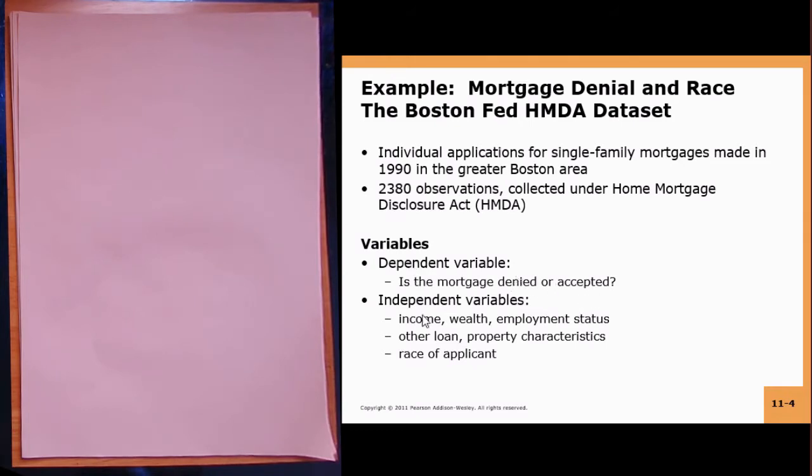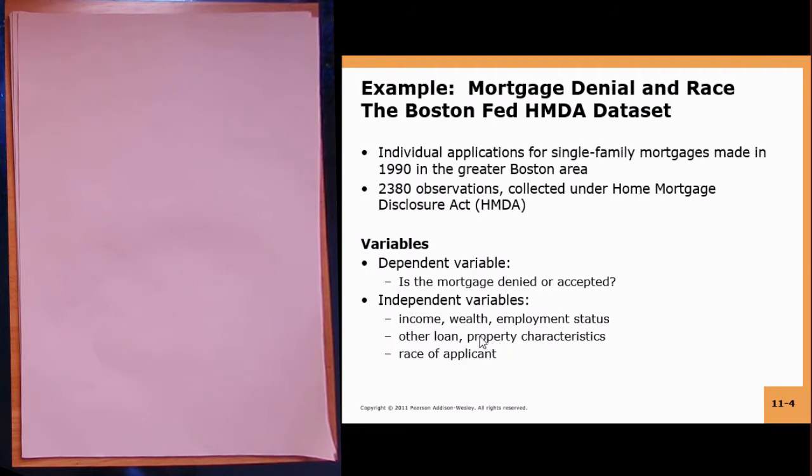Is the mortgage denied or accepted? And the independent variables are things like the income, wealth, and employment status of the applicant and other loan property characteristics. What other loans have they taken? What is the value of the property that they have put up for security?